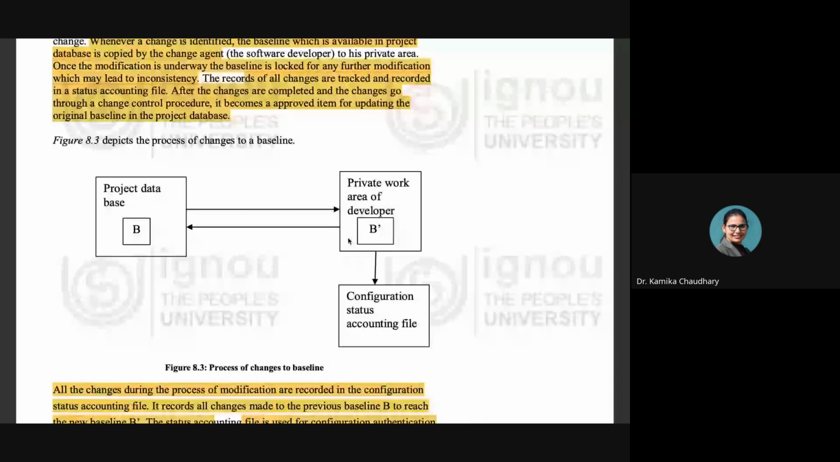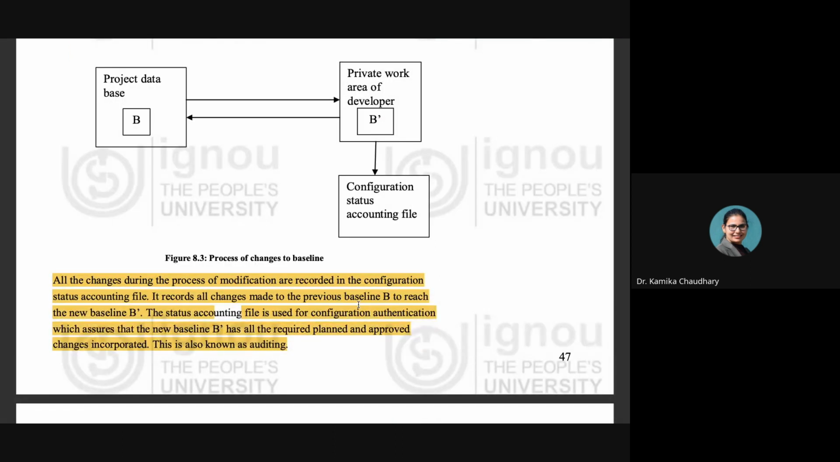So it has also been written over here that all the changes during the process of modification are recorded into this configuration status accounting file. Now what is this configuration status accounting file? The function of this particular accounting file is to record all the changes that are being made by the software developer into my baseline. So everything needs to be recorded.